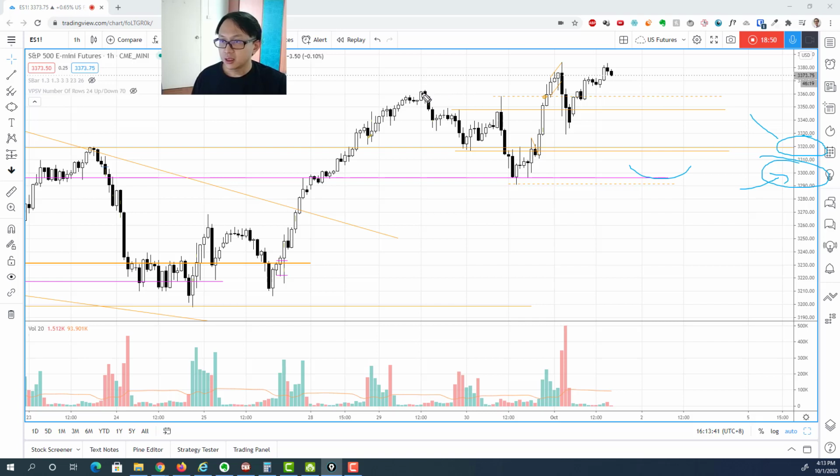And let's see how it actually plays out. Usually I will just see how the price interacts at the key levels.